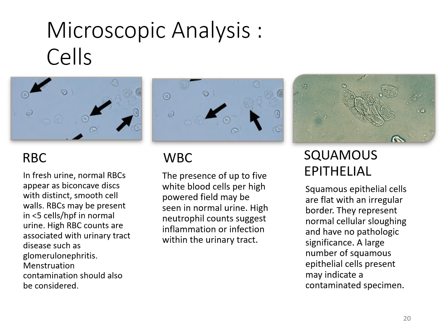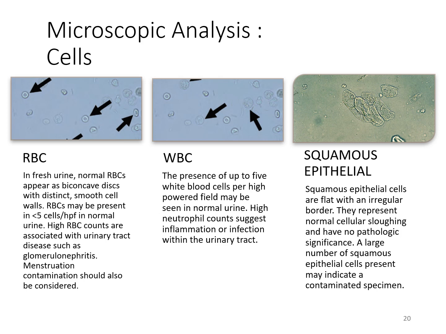White blood cells, the presence of up to 5 per high-powered field can be seen in normal urine. However, if you start having a large amount of white blood cells, then this can indicate some sort of inflammation or infection within the urinary tract.